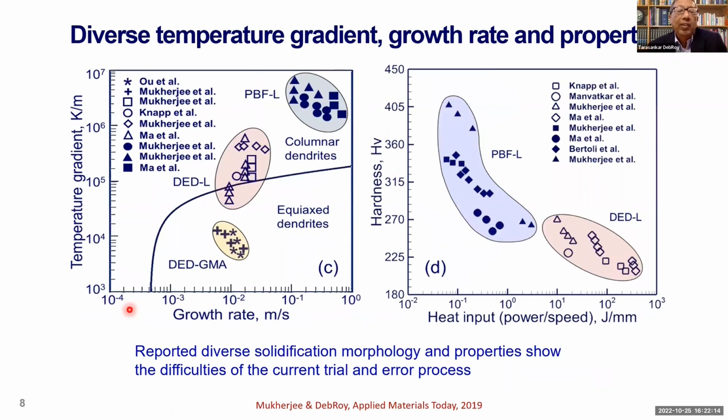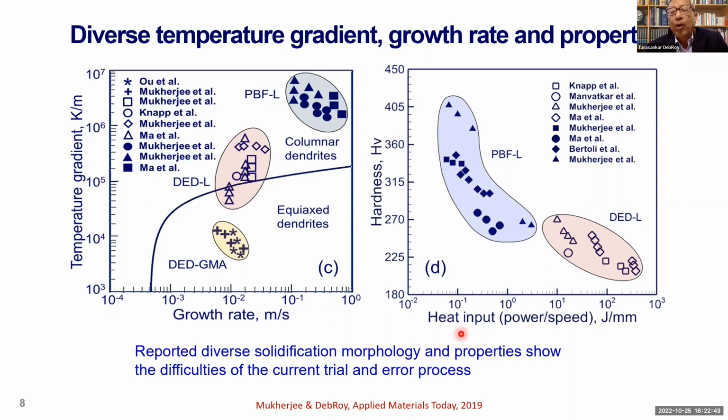The solidification growth rate and the temperature gradient also vary very significantly. And these two parameters control the morphology of the solidification structure, whether it is equiaxed or columnar. So there is also a huge variation of temperature gradient and growth rate.